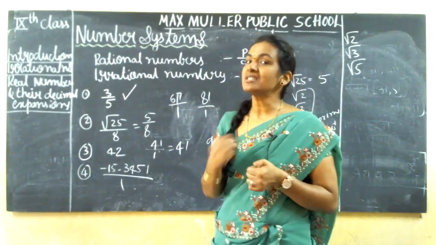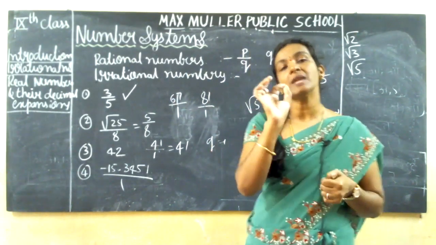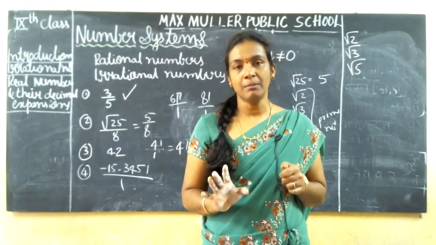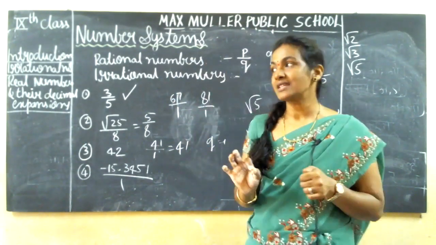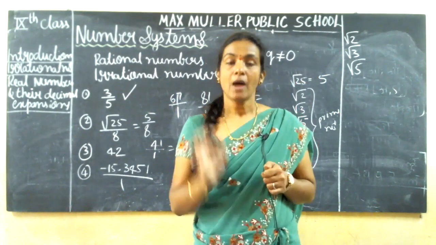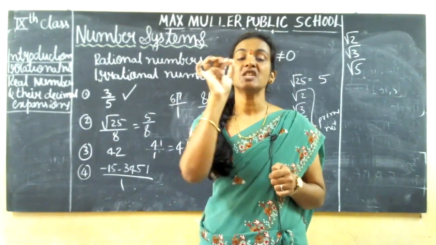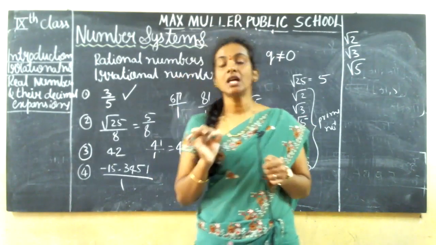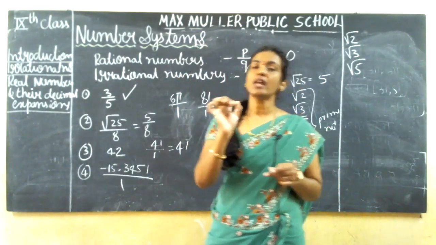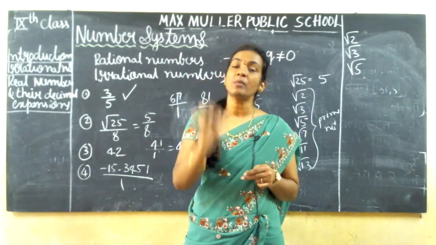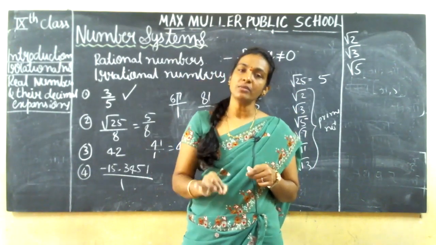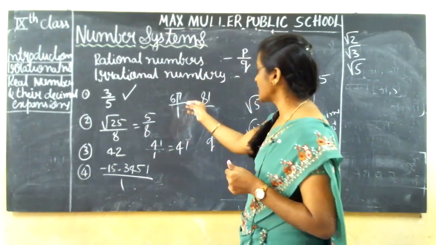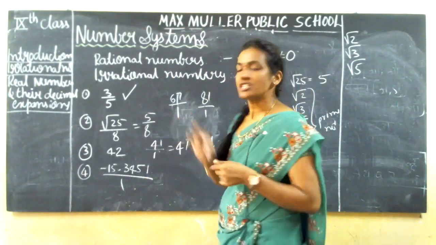Okay. What is the third type of example? If you have only a natural number, that number also you can say is a rational number by writing 1 in the denominator place. Why can you write 1 in the denominator place? See, if you write 1 in the denominator place, there is no change in the value. Yes or no? As I explained with some examples here, there is no change in the value.